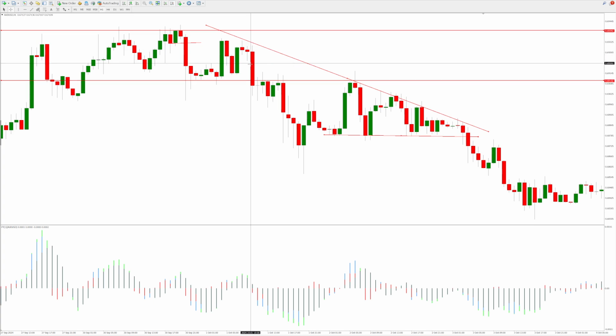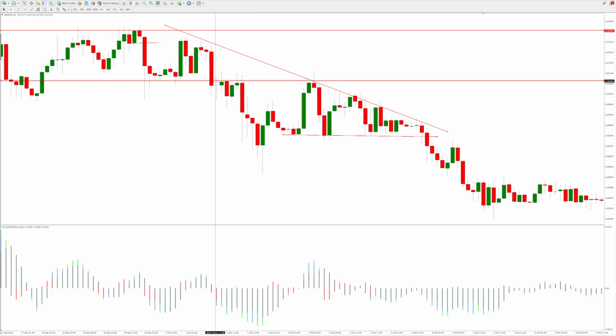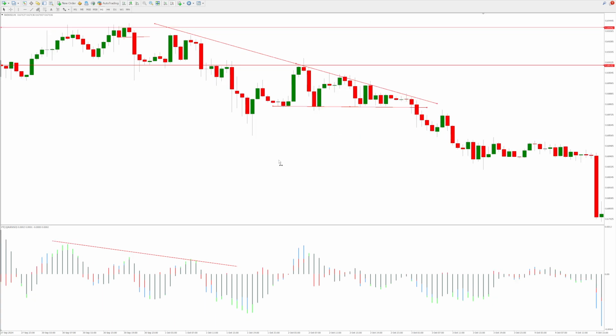It does come at the end of this big red bar, so perhaps not the ideal point of entry, but nonetheless it still would have been a good point in terms of getting on this trend. We do also have the bearish divergence, which is the histogram making lower highs again, confirming a trend to the downside.